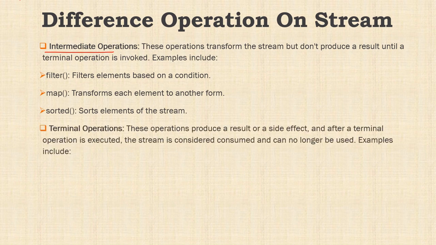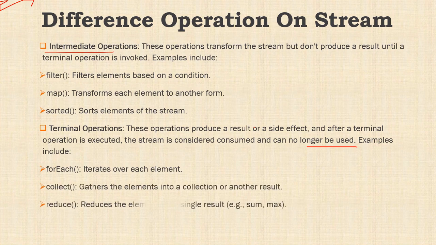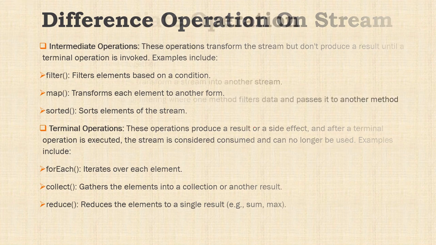And we have terminal operations. These operations produce a result or a side effect, and after a terminal operation is executed, the stream is considered consumed and can no longer be used. So after the completion of the terminal method, we can't do any further operation. It will be the last of your operations and you will get the result. Examples include forEach, which is a terminal operation, collect is a terminal operation, reduce is a terminal method. We also have max, and these are all terminal methods.